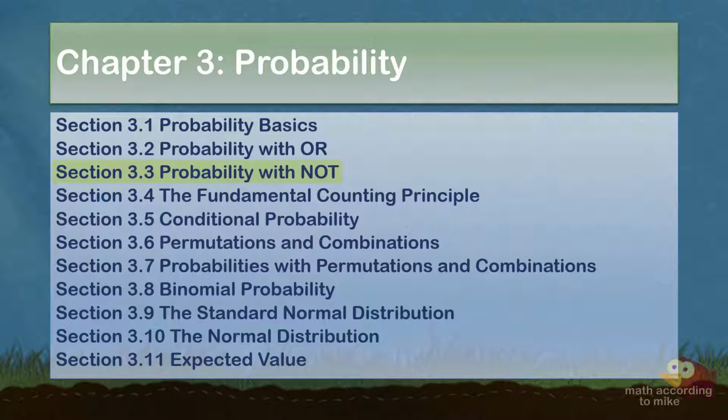Then in section 3.3, probability including not, you'll learn that not means, well, not. So, for instance, if the chance of rain is 40%, the chance of not raining is 60%. If you get that idea, that's the entire section. You'll also see how not can be useful for more difficult problems.